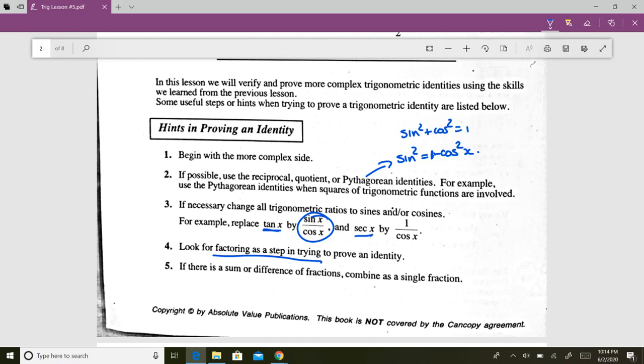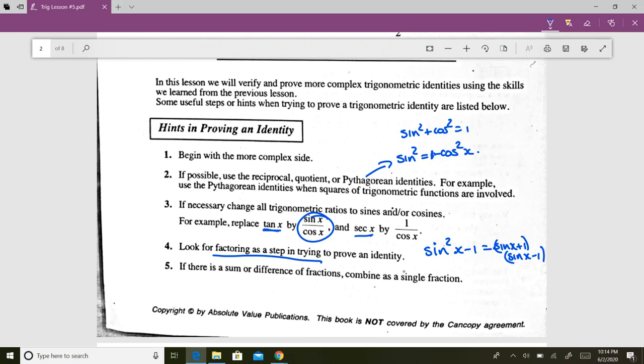Always try to factor. All right. Usually it's a common factor, but sometimes it's the difference of squares. And so, for example, let's look at sine squared x minus 1. This is a difference of squares. This is sine x plus 1, sine x minus 1. Okay? So just be familiar with the factoring.